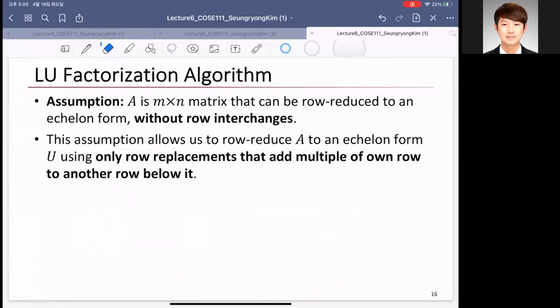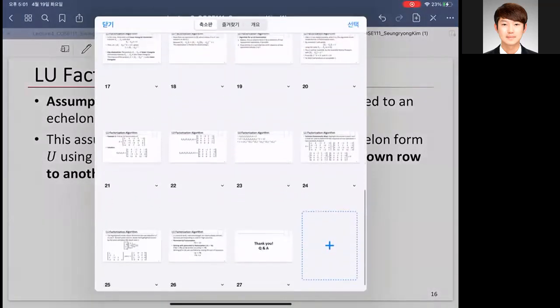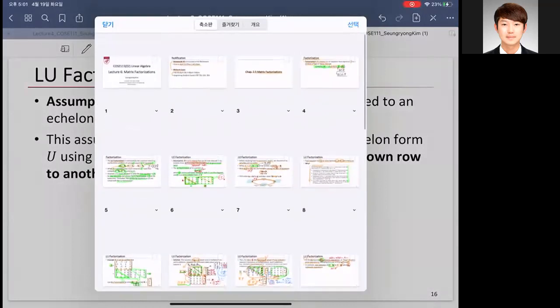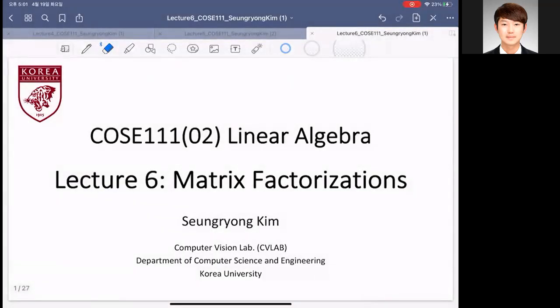Right, so everyone, this is Seungryong Kim. Today we will finish the matrix factorization, especially LU factorization. It was section 2.5, right? Yeah, let's recap.